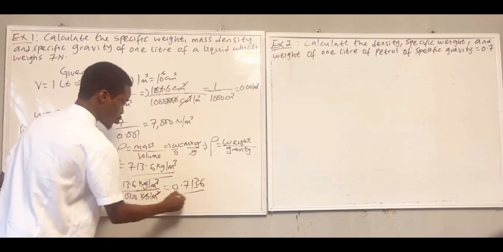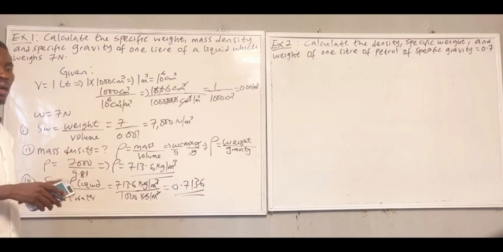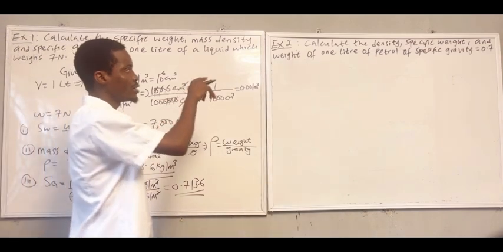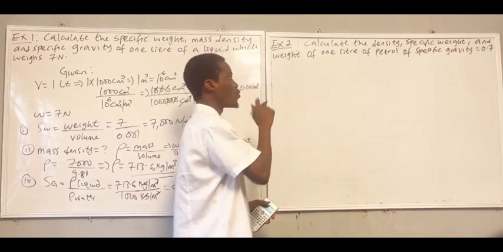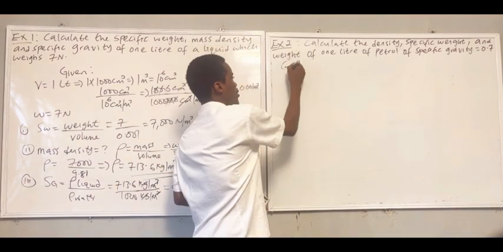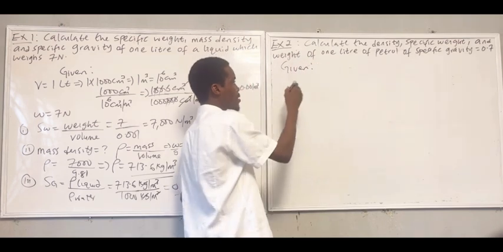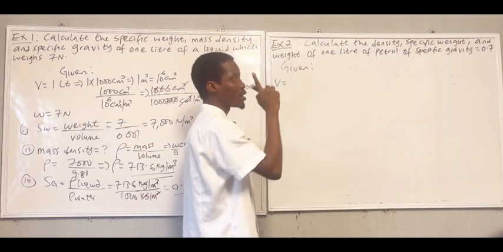0.7136. So this is my specific gravity. So this is the solution to the problem given above. So next is to calculate example 2. We have to calculate the density, specific weight, and weight of 1 liter of petrol of specific gravity 0.7.